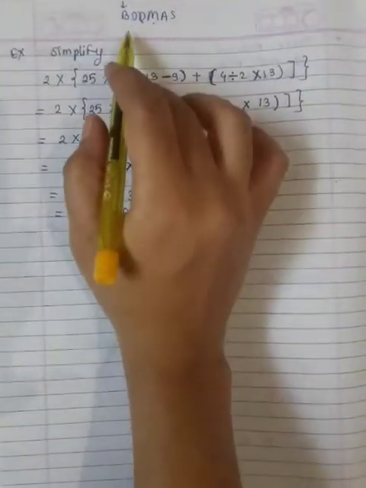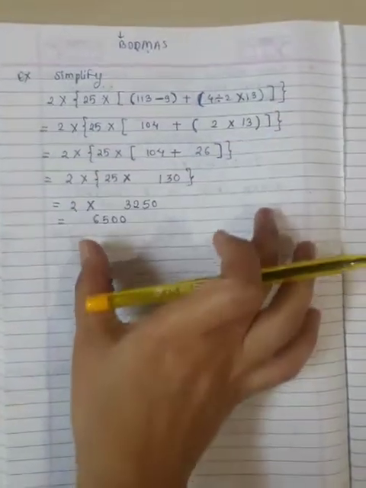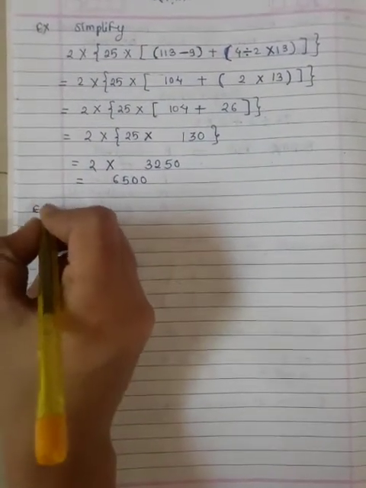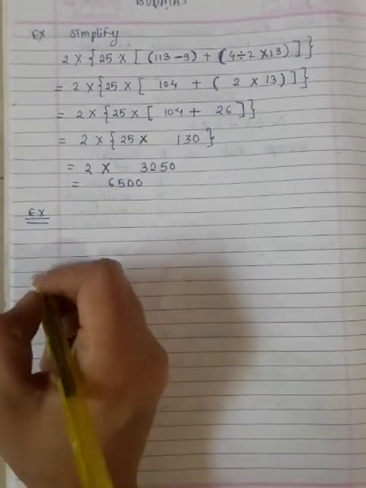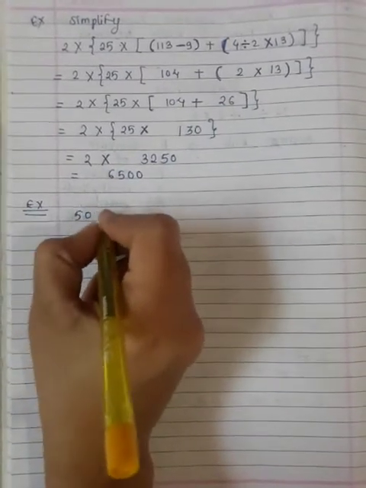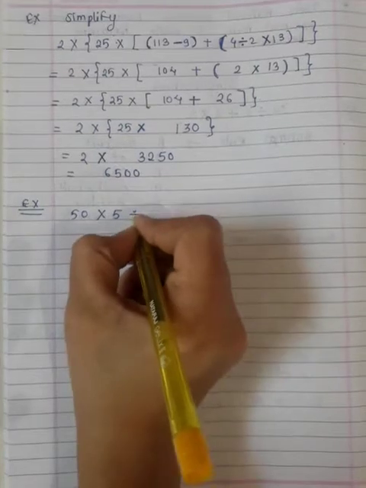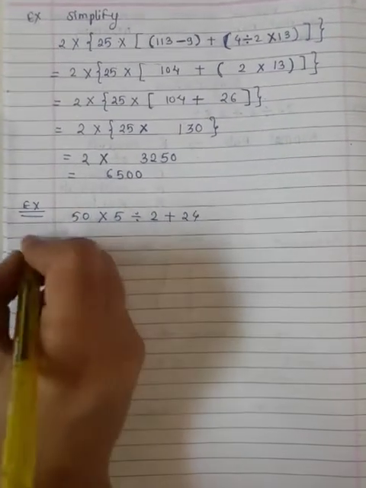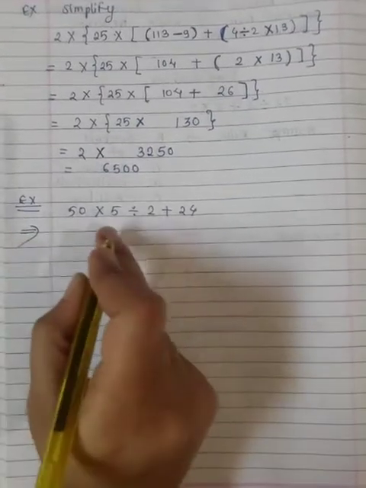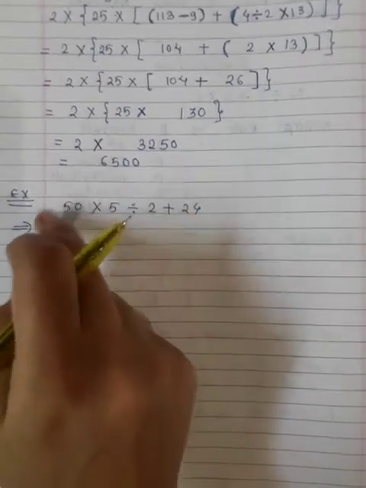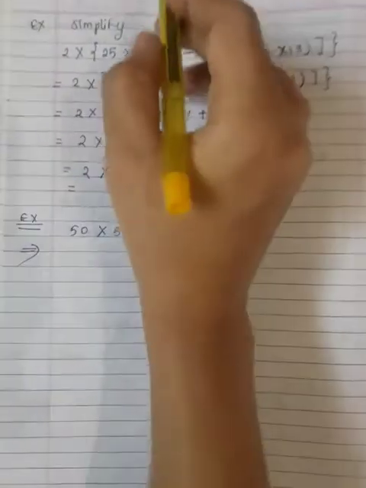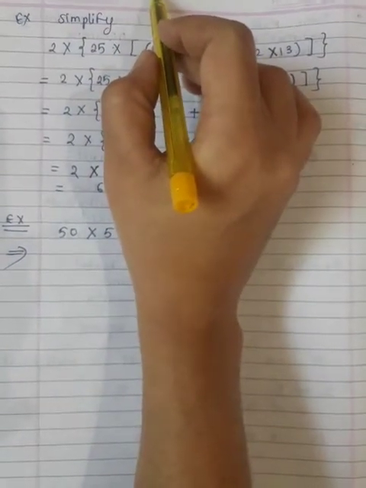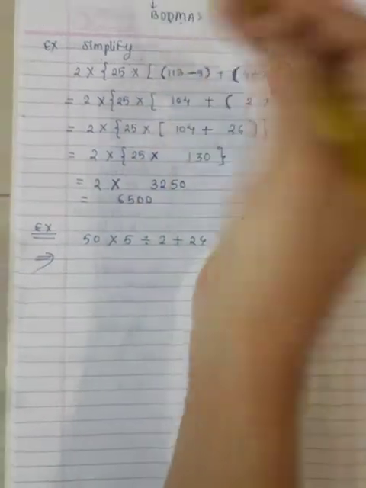Okay, so use this rule to solve such types of simplifications. Now see, we have given one more example, 50 multiplied by 5 divided by 2 plus 24. Okay, so we have to find value of this expression. But now see here, you don't have any brackets. Okay, so after brackets, there are no brackets, so now we first solve division, multiplication, then addition, then subtraction.